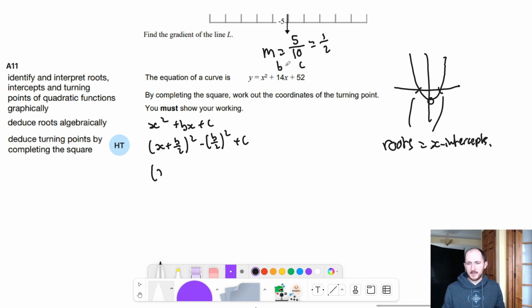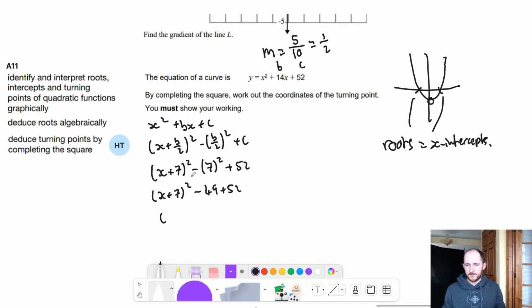So I have x, and what's b divided by 2? Well, 14 divided by 2 is 7, squared. Minus b over 2 again, 7 squared. Again, you need to use brackets, because keep in mind, this is always going to be negative, right? Because if you square the negative number, you get positive, but you make it negative anyway. Okay? So keep that in mind. Then plus 52. So now we have to simplify. 7 squared is 49.